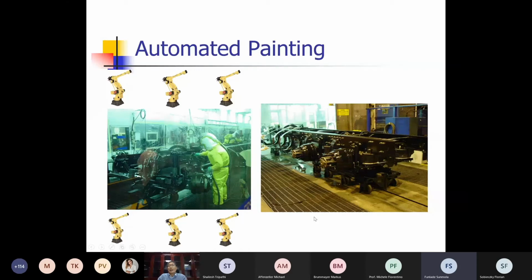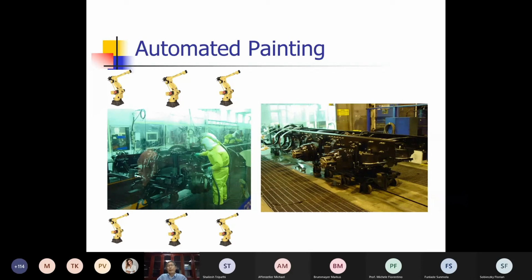If one robot fails, and because during the early stage of the implementation robots can fail even more frequently, the painter can move in the painting shop and finish the work which was initially assigned to the failed robot.